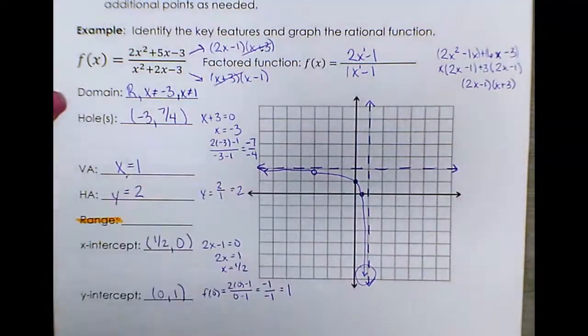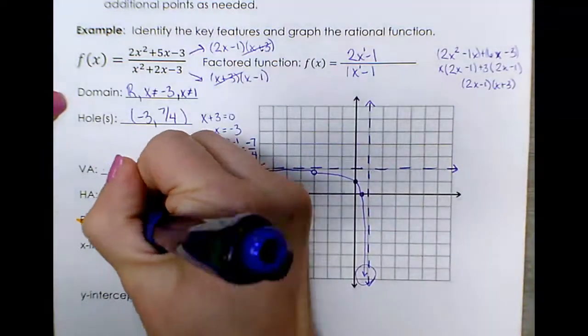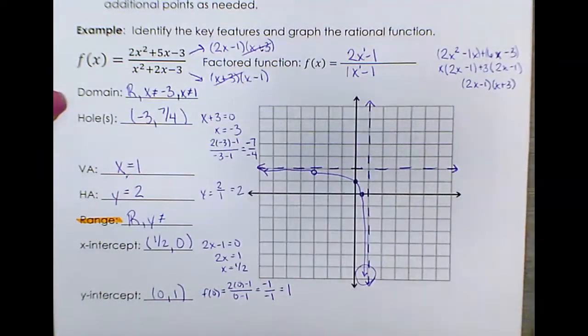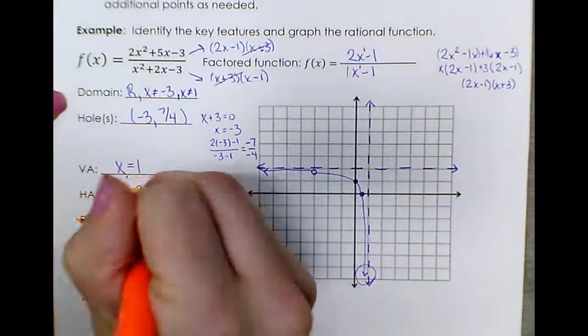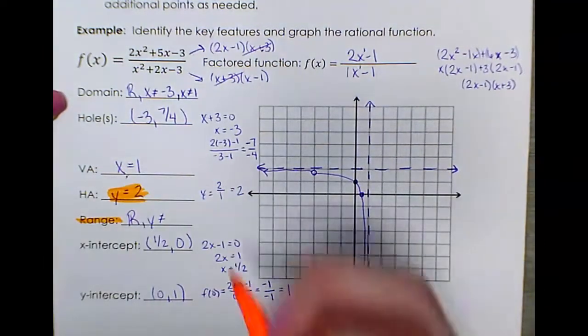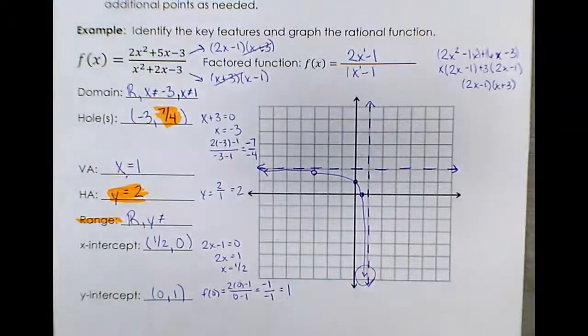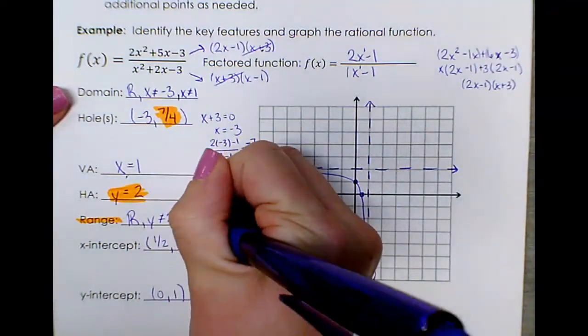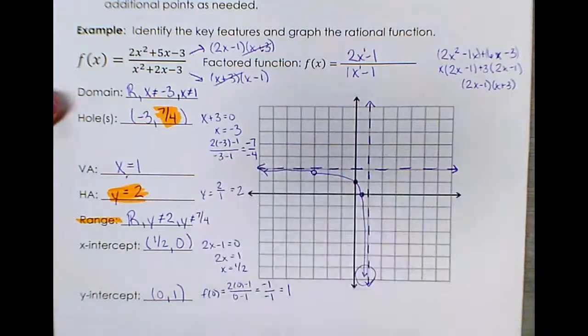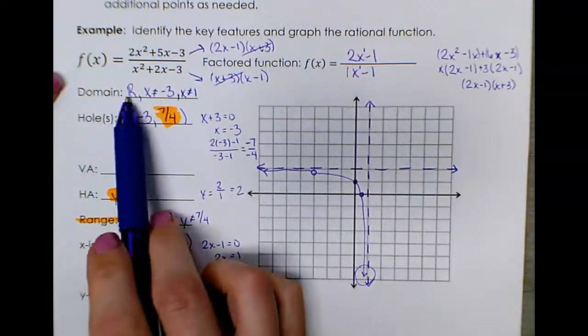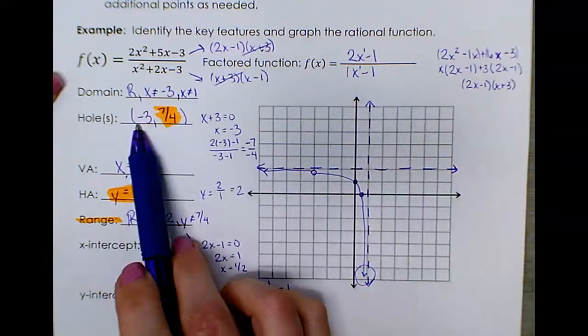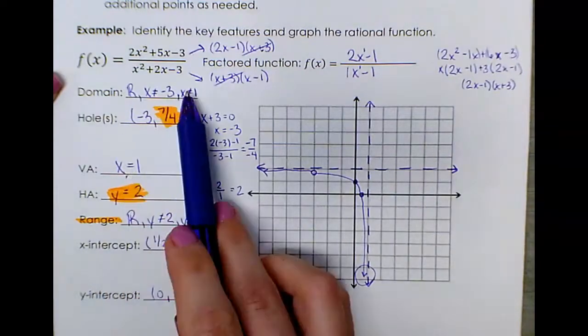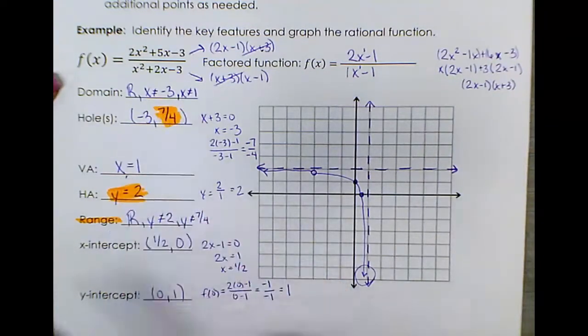The range is all real numbers except y can't equal the y value for the horizontal asymptote and the y value for the hole. I have to take those out of the range because there's no y value there. So keep that in mind. And it turns out that the same thing's happening with the domain. The domain is all real numbers except the x values for the hole, here, and the vertical asymptote, here. So the holes and the asymptotes affect directly the domain and the range.